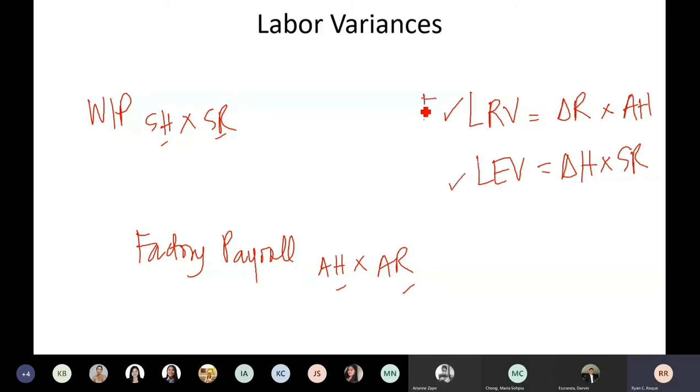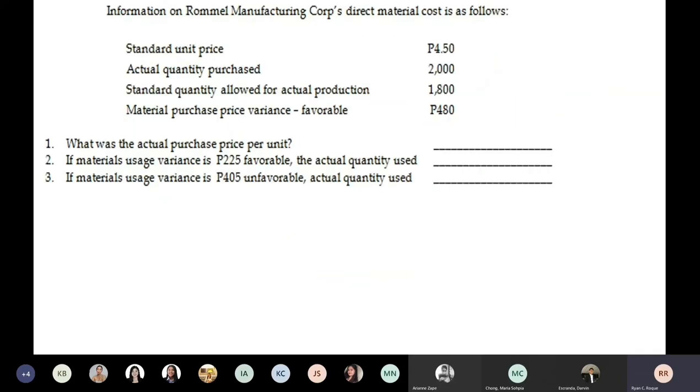E sabi rito, favorable si labor rate, unfavorable si labor efficiency. San mo ipapwesto? Favorable labor rate, ilagay sa credit. FC po yan, favorable credit. So ito ay labor rate variance. Ang entry natin for labor efficiency, nasa unfavorable labor efficiency variance. Ayan. So I hope na memorize na.